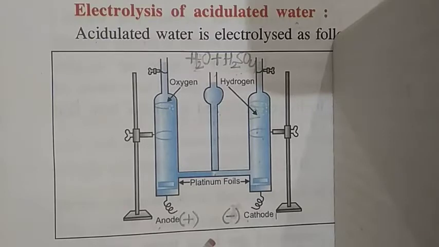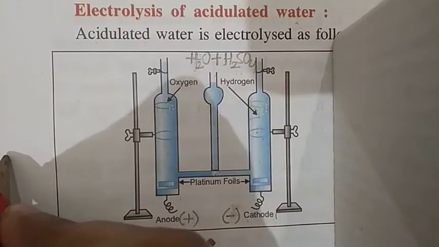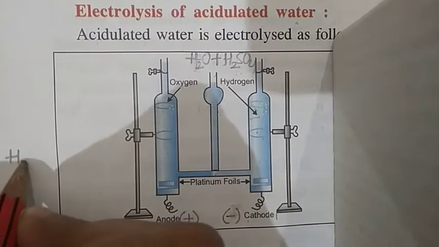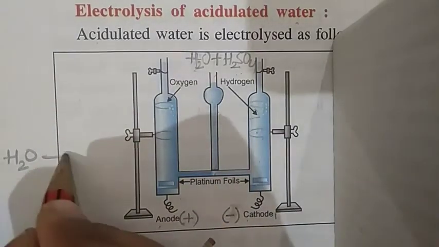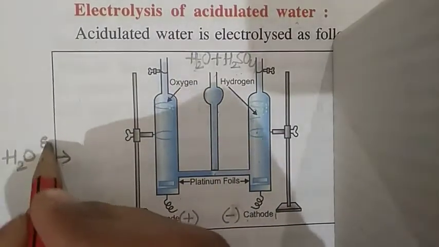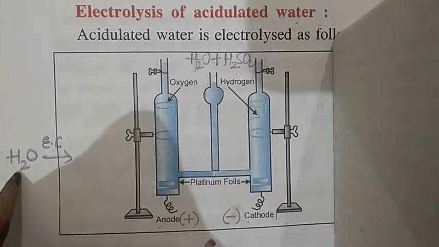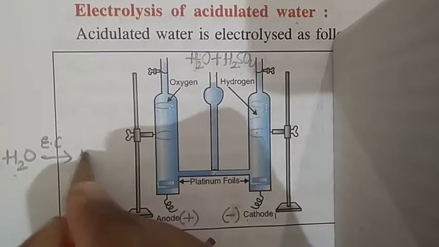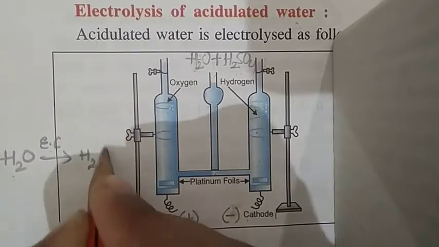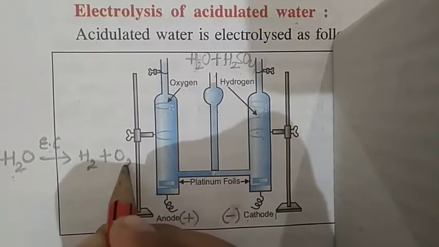Here, acidulated water is electrolyzed. As I have told you, when any chemical compound, here we have taken the water molecule, splits in the presence of electric current, in short I am writing EC, electric current, so when any chemical compound breaks down in the presence of electric current into its constituent elements, water's constituent elements are hydrogen and oxygen.